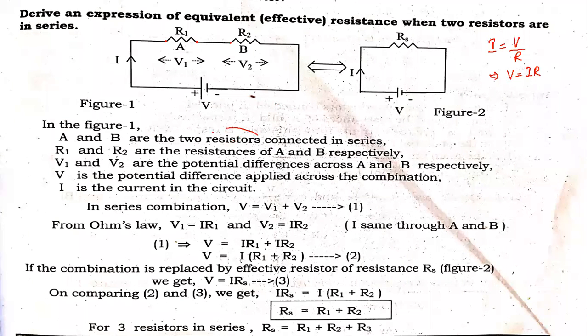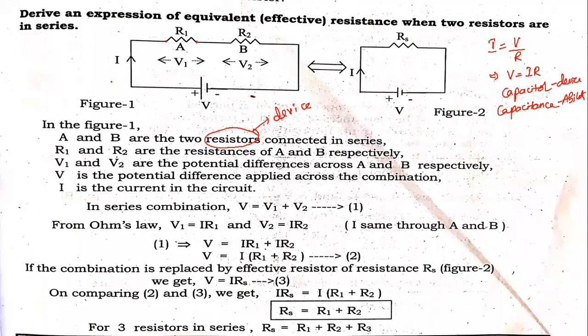A resistor is a device or material. Resistance is the capacity of this device to oppose the current. Similarly, a capacitor is a device, and capacitance is the ability of the capacitor to store charge. Here R1 and R2 are the resistances of A and B respectively, and V1 and V2 are the potential differences across A and B.